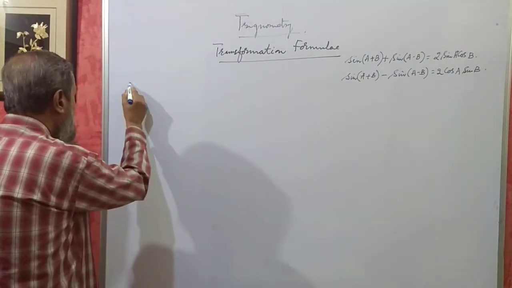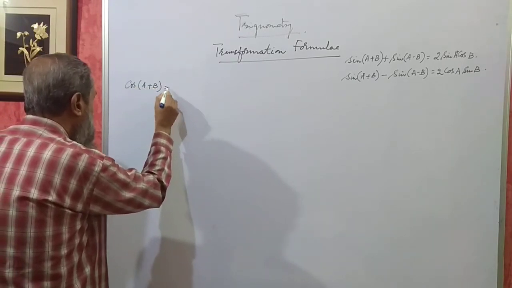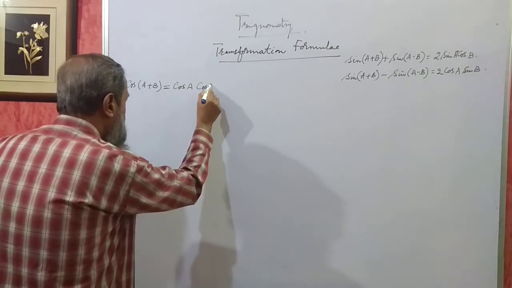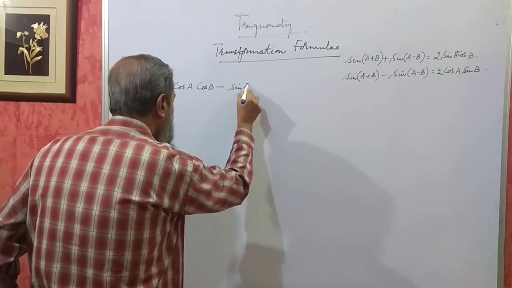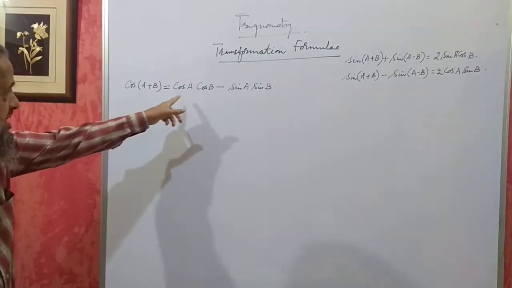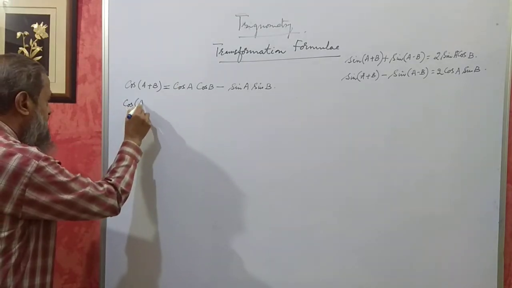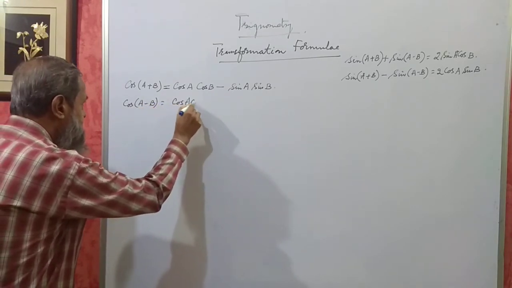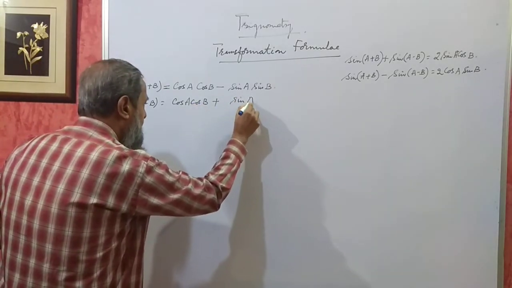We'll take cos(A+B). We know cos(A+B) is cos A cos B minus sin A sin B, right? Cos of A plus B is cos A cos B minus sin A sin B, and cos of A minus B is equal to cos A cos B plus sin A sin B.